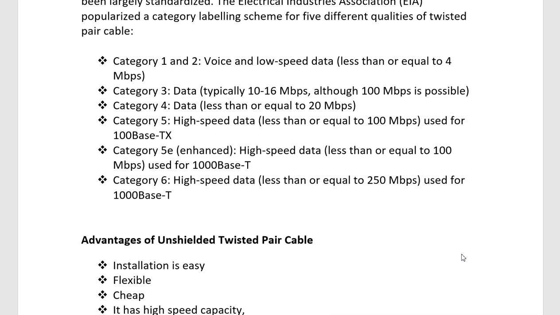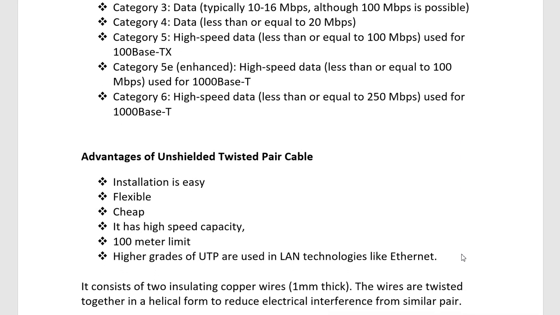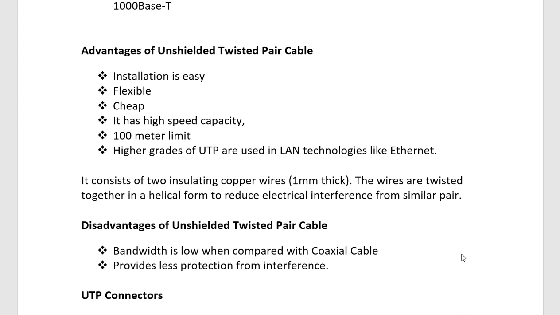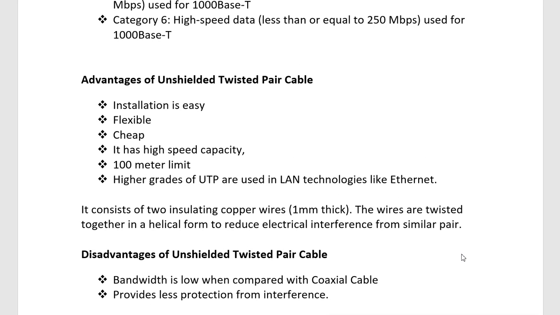Now what are the advantages of using unshielded twisted pair? First, the installation is easy, it is flexible and cheap, and it has high speed capacity. It has a 100 meter limit, the same limit as shielded twisted pair, but higher grades of UTP are used in LAN technologies like Ethernet. Basically we use unshielded twisted pair for LAN technologies, for Ethernet, for internal use, where environmental factors are not affecting us.